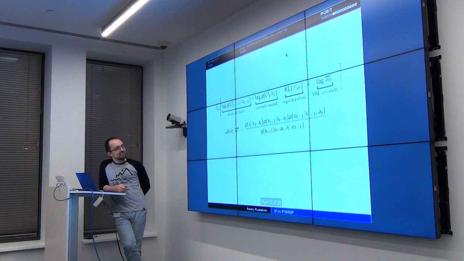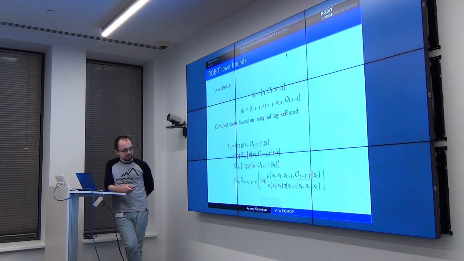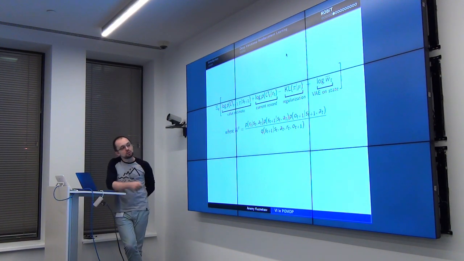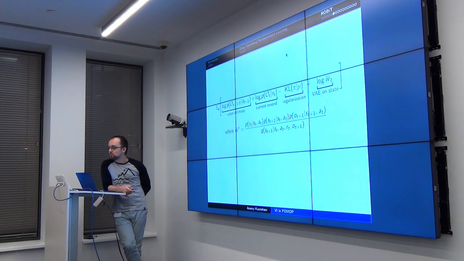Okay, go ahead, please. So we can split our bound into four pieces, and it will give us more intuition about what's going on. The first piece is the value estimate of optimality in the future. It is like our value function. The second one is our current reward. The third one is KL regularization or entropy encouragement. And the fourth one is the variation of the encoder on state. So each of these is a neural network.